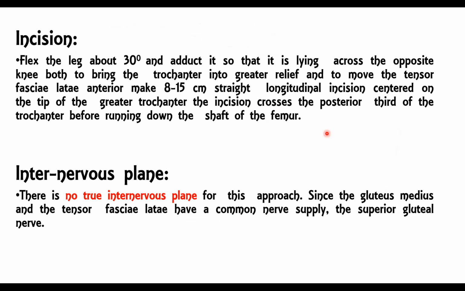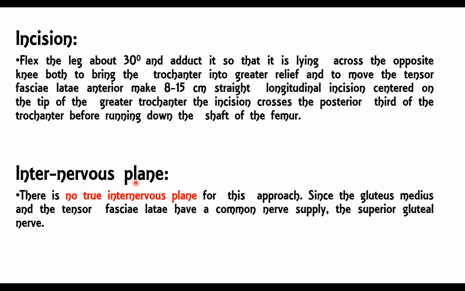You will trace from the shaft of the femur. You will feel the tip of the greater trochanter. Okay, this is to palpate the bony landmark, and you mark the greater trochanter. Then you can make an 8 to 15 centimeter incision, whatever incision is required for your fixation, centering over the tip of the greater trochanter. The incision should cross the posterior third of the trochanter, okay, before running down to the shaft of the femur.